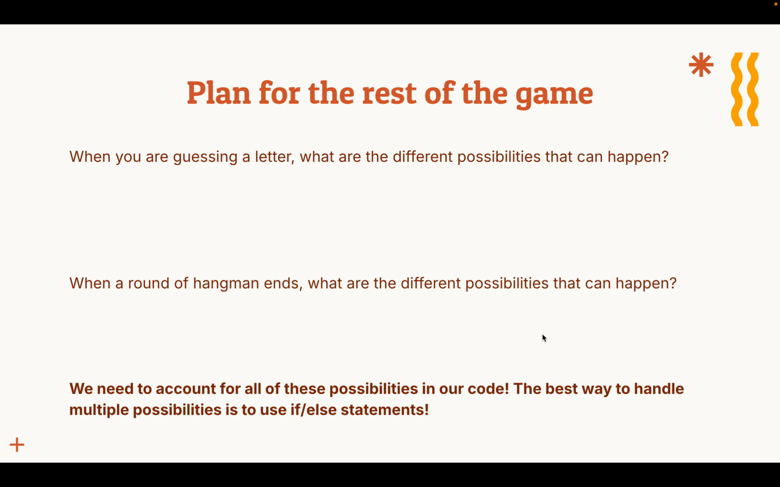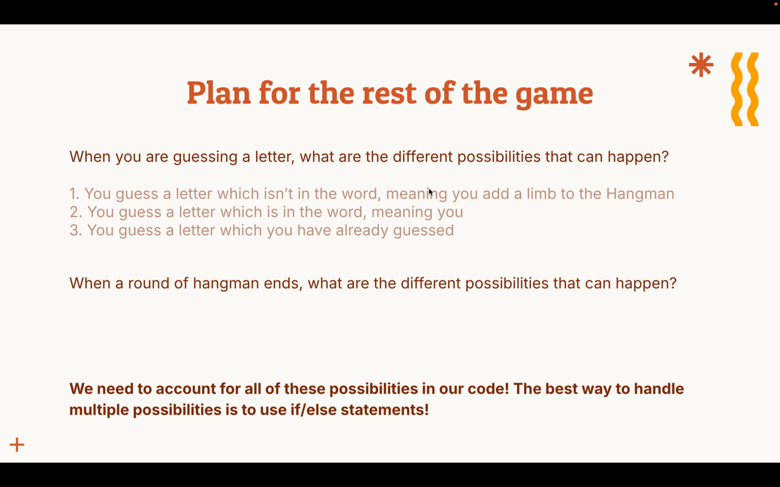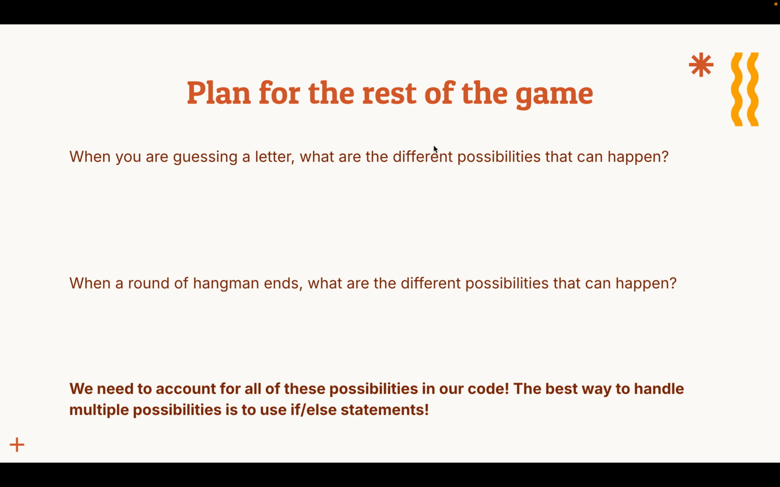Now let's talk about the plan for the rest of the game. We're going to answer a few questions that will guide us towards our approach for the rest of the game. So the first question is, when you are guessing a letter, what are the different possibilities that can happen? So pause the video and try to answer this question, or create a list.